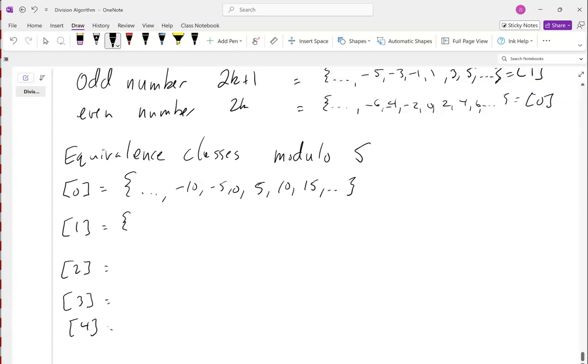What do you get when you get the equivalence class of 1? What kind of things are we looking for there? 11. Yeah, so the positive ones would be 6, 11, 16. The negative ones would be... careful. Wait. Oh, yeah, you're right. Would it be -1? No? -4? -4, -9, -14, and so on.